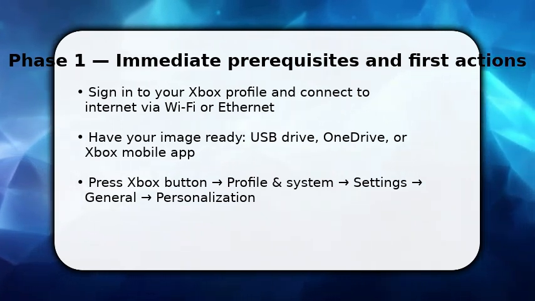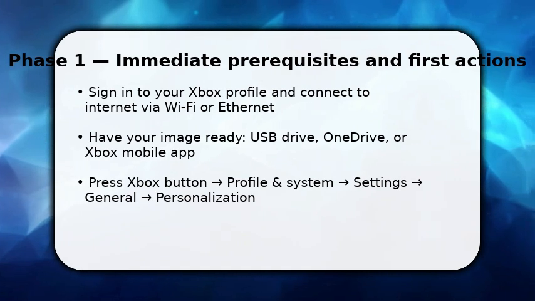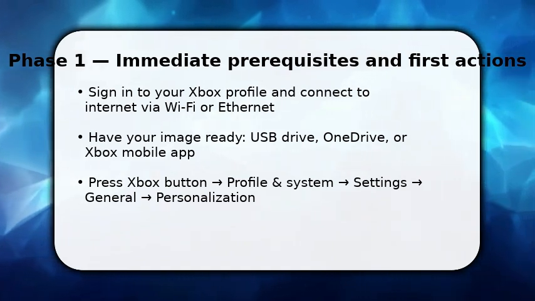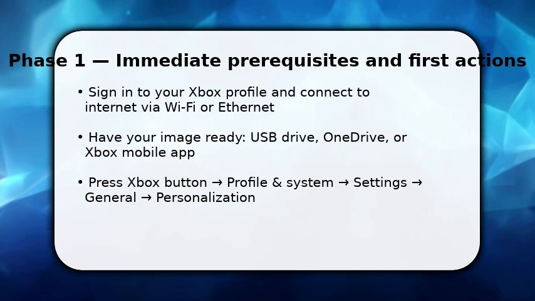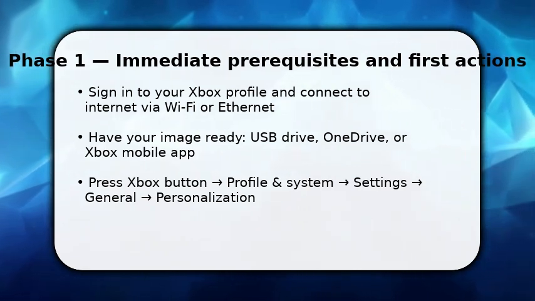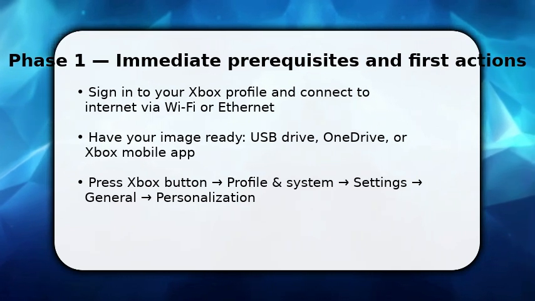Make sure your image source is ready: insert a USB with a JPEG, open OneDrive, or have the Xbox mobile app signed in. These are the 3 fastest methods. Once done, select Background to begin. Choose the source that matches where you stored the image.